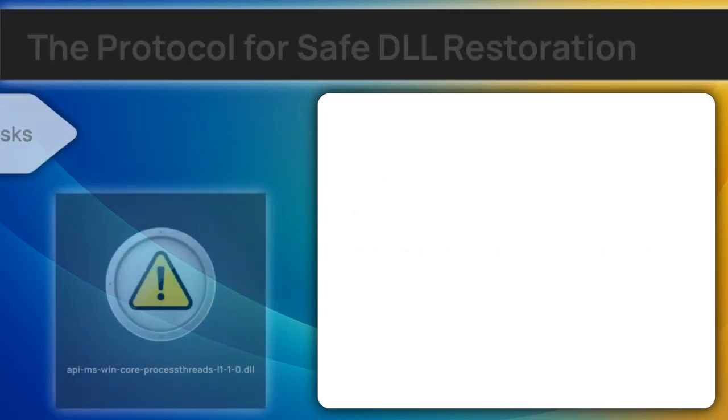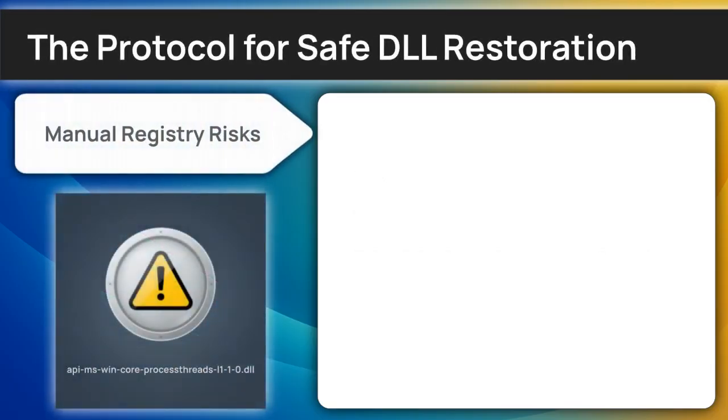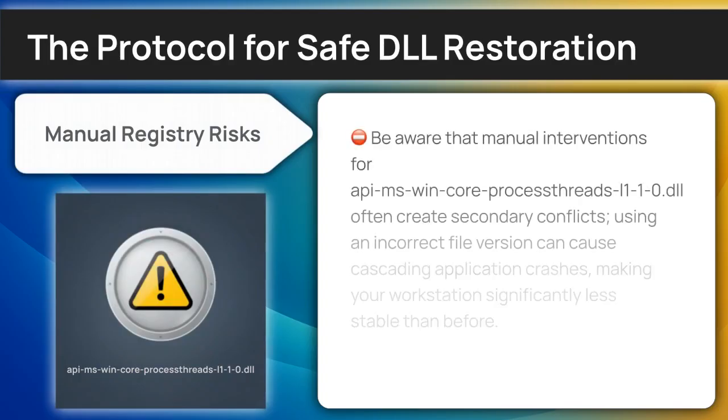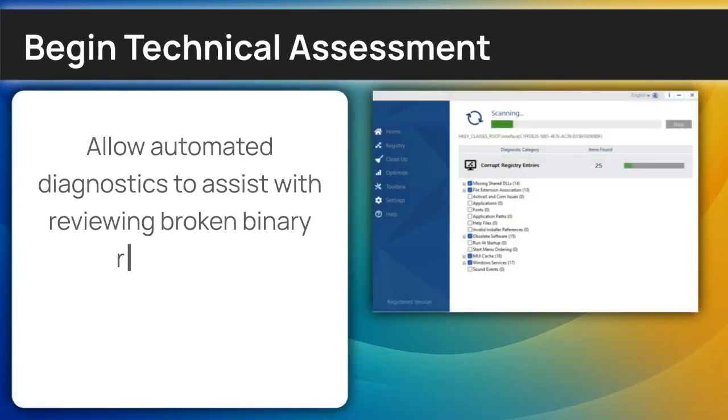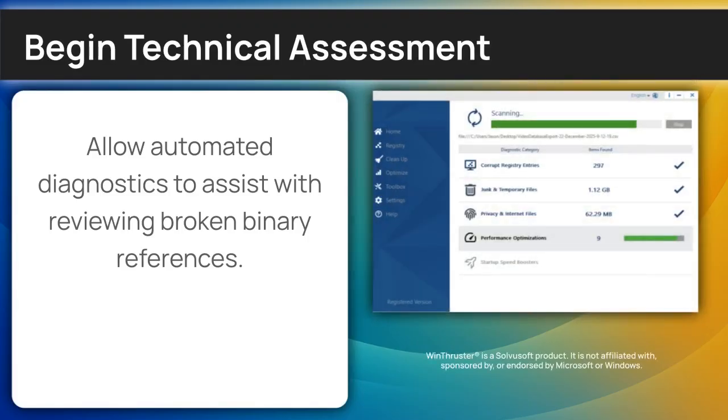Before concluding, I want to address a critical security consideration for maintaining your system's integrity. Be aware that manual fixes for core process and threads API DLL often create more problems than they solve. Incorrect file versions can cause cascading crashes across other applications, making your PC significantly less stable than before. To reduce technical overhead while maintaining high security, here is a professional method for managing system-level file health.